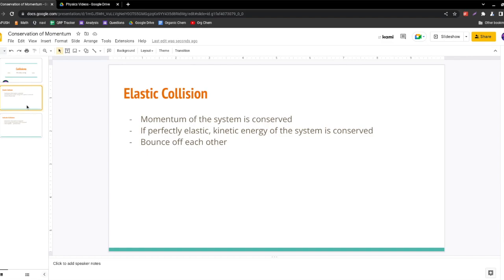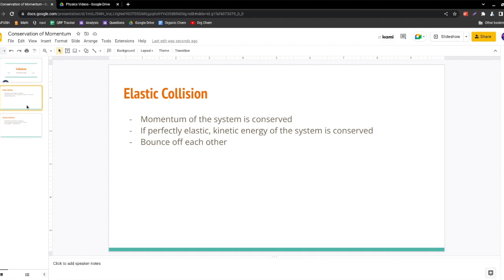In elastic collisions, the momentum of the system is conserved because of the law of conservation of momentum. And if it's perfectly elastic, then kinetic energy of the system is conserved as well. And you're not going to see that in the other type of collision, so that's going to be the main difference. And I'll be going over inelastic collisions in a moment because I'm getting ahead of myself for some reason.